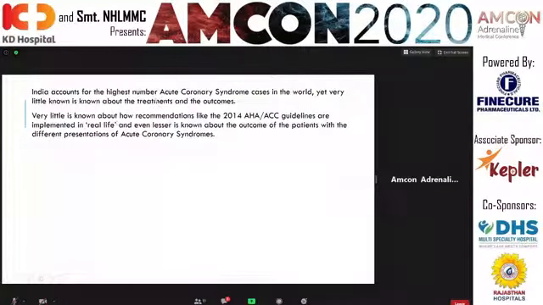India accounts for the highest number of ACS cases in the world, and yet we don't know much about what treatment protocols are followed in India. We especially don't know if these protocols are according to the recommendations listed in the 2014 American Heart Association, American College of Cardiology guidelines. And even if they are following the recommendations, we don't know the quantitative measure of how much is followed, how much is not followed. And that is the aim of this project.